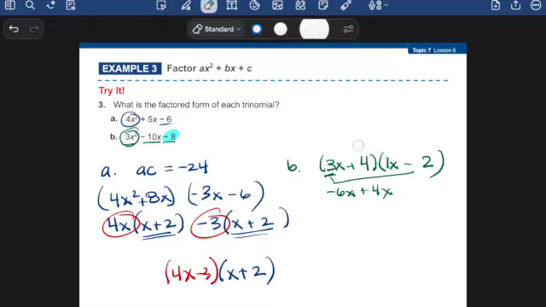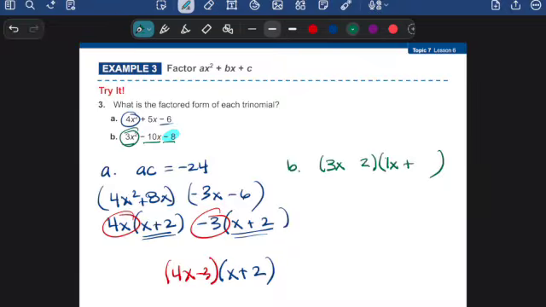Okay, have no fear. We can switch things around. If I switch the numbers, and 2 goes here, and 4 is paired with the 3, that might work. So now I need to figure out which one is going to be negative. Well, let's just try this. 3x times 4, that's positive 12x. Minus 2x, that gives me positive 10x.